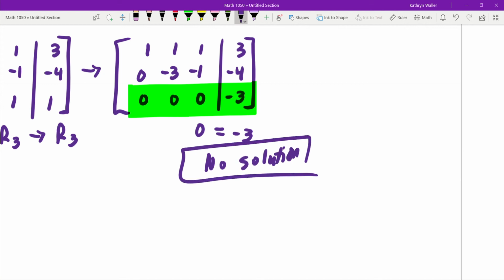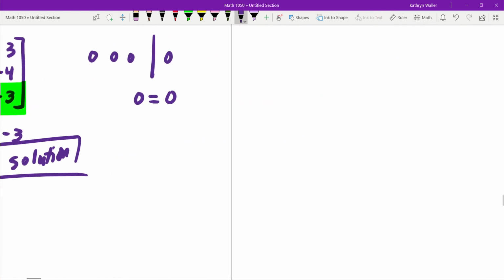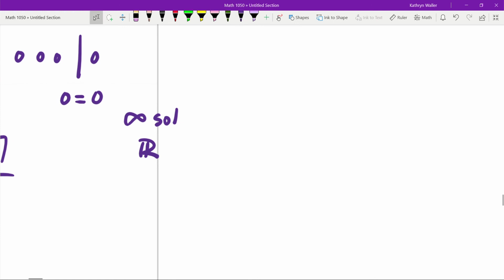I have a question for you. What if the last row ended up being that? No x, no y, no z. That's 0 equals 0. So that's either going to be infinite solutions or it's going to be all real numbers. There's a difference. There's a difference. Listen to this and then maybe that'll help you remember. Everybody just look right here and you don't have to do anything.